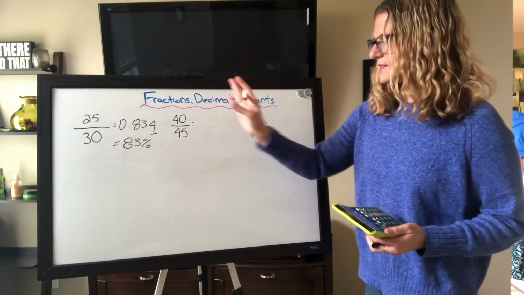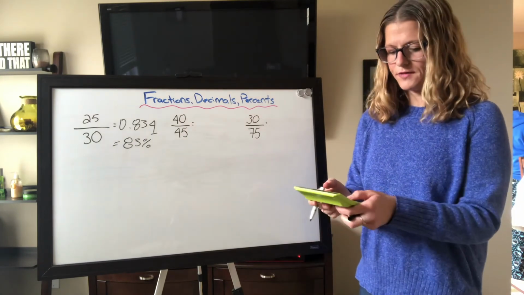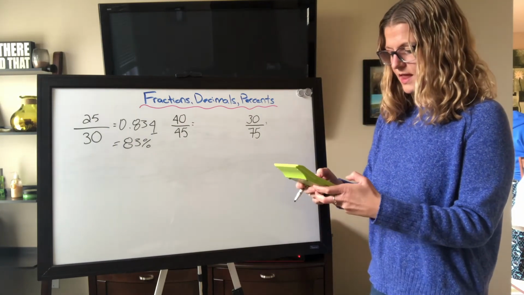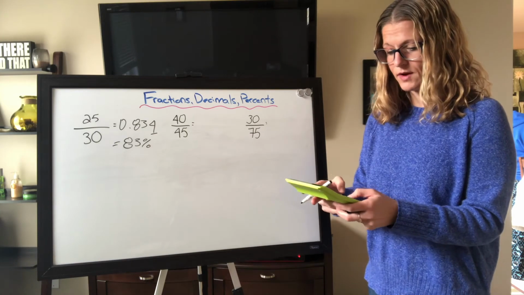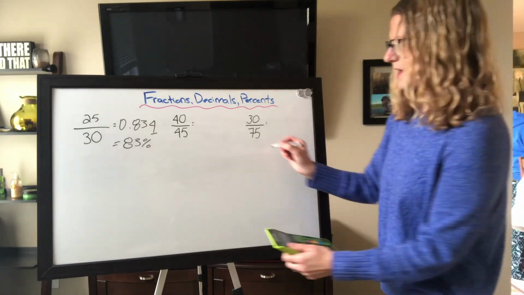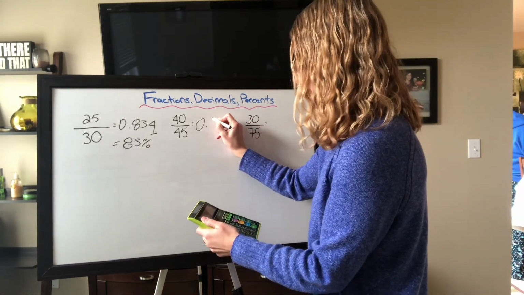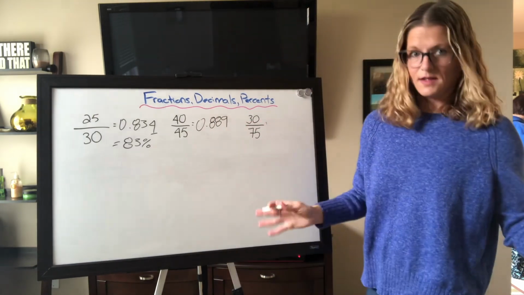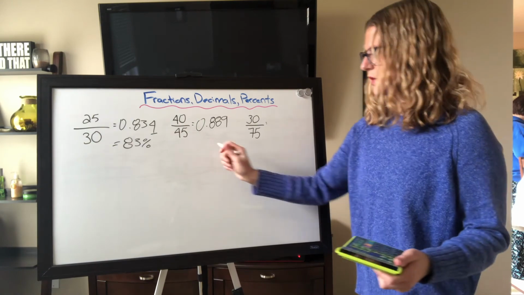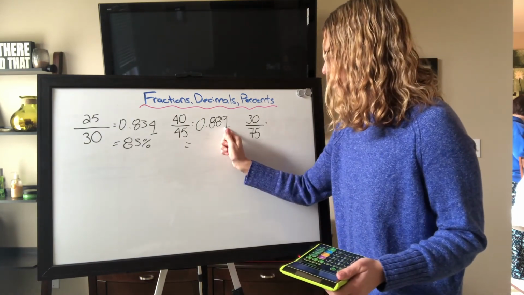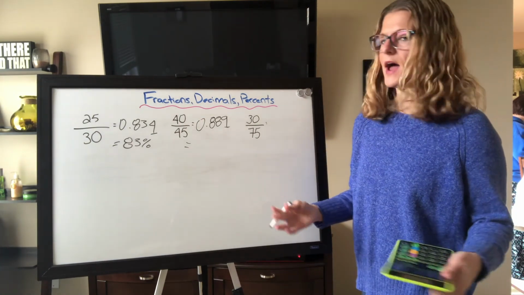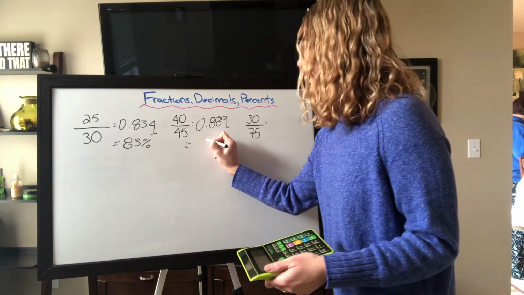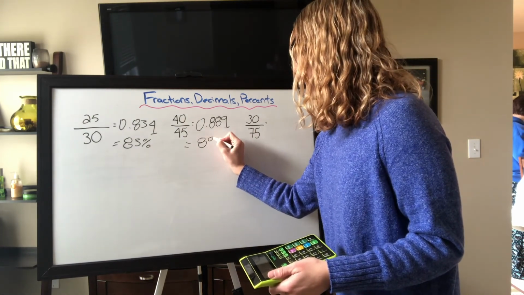Now, here we go. I did another test, and I got 40 out of 45. So I'm going to take the numerator, 40, and divide it by the denominator, 45, and I'm going to get 0.889. Again, that's a decimal. We're going to turn it into a percent. So I'm going to look at this number. It's greater than 5, so I'm going to round up. So my percentage would be 89%.